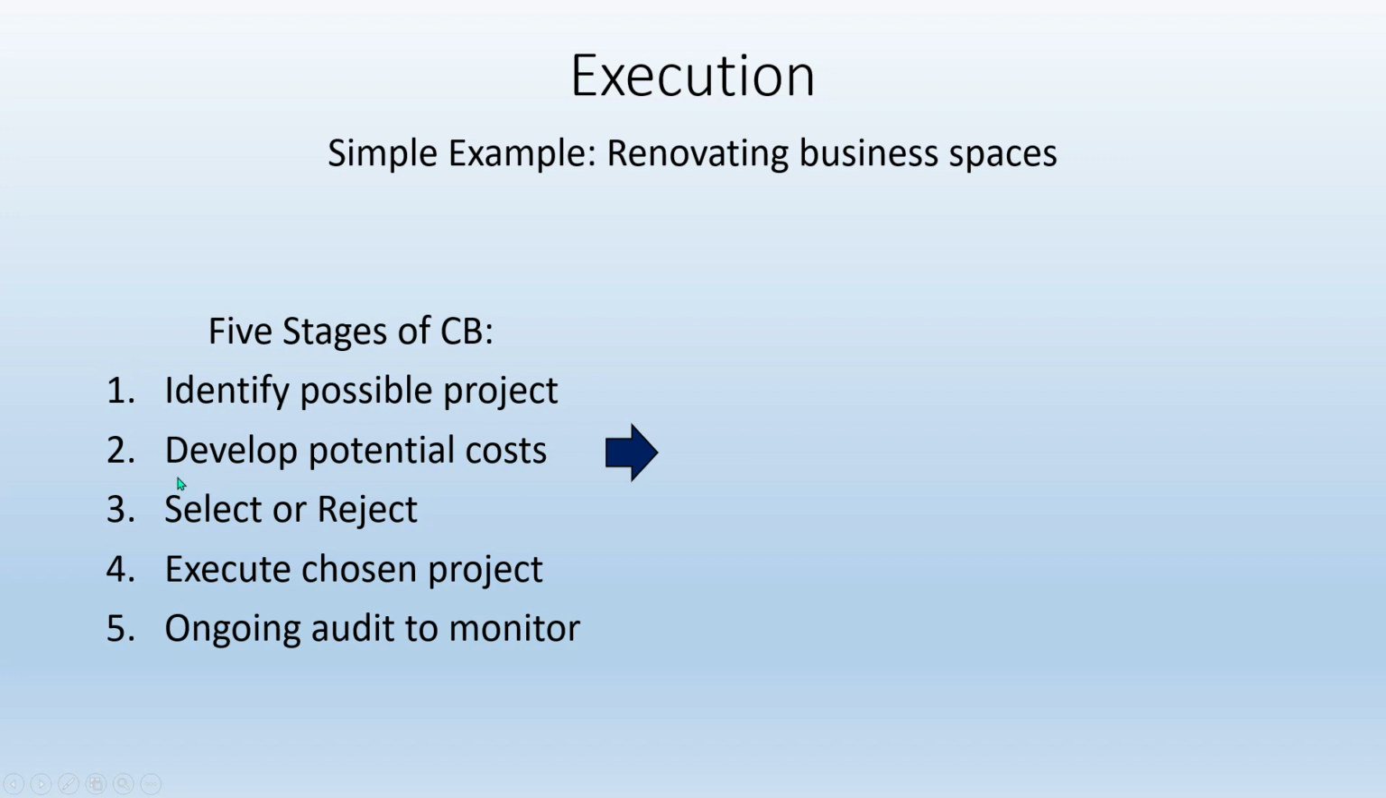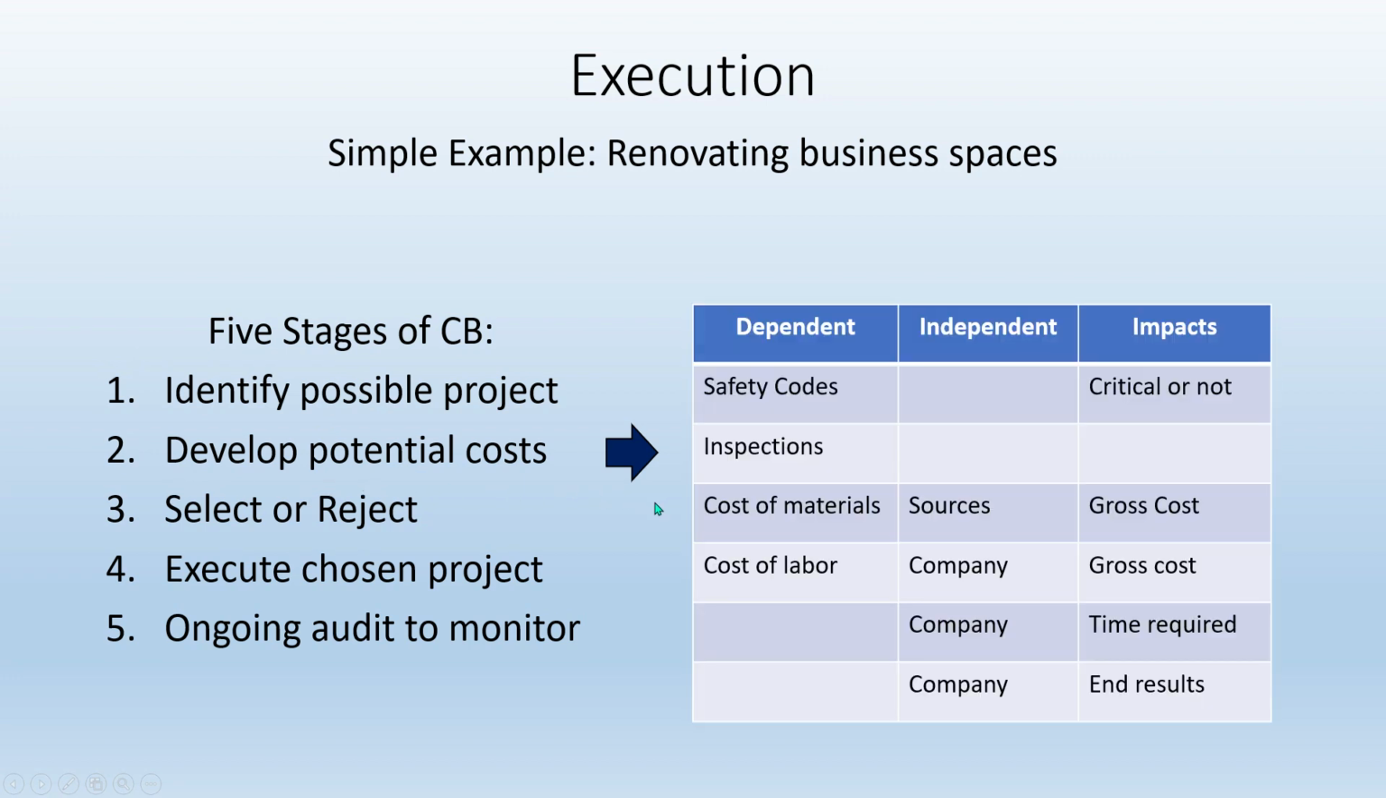And then during development, potential costs, you're going to look at, this is where the sensitivity analysis begins. You're going to look at the dependent variables, independent variables. Again, not all independent variables will impact every dependent variable, and maybe some independent variables will have multiple impacts, multiple different types of impacts for your company. So safety codes, this is a very dependent variable, something that every company needs to meet.